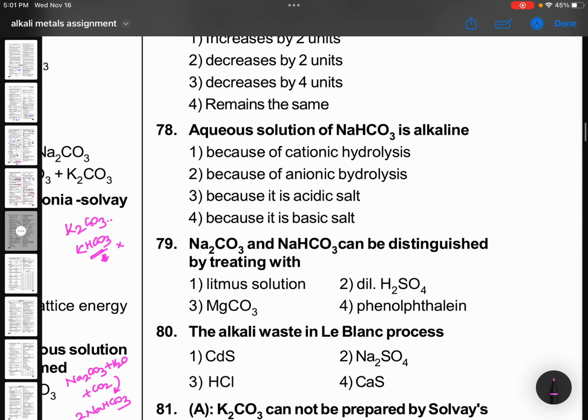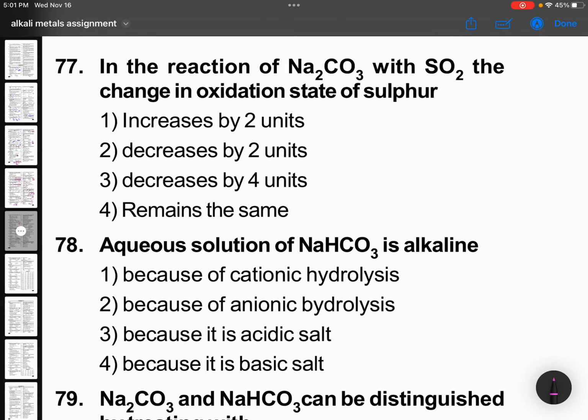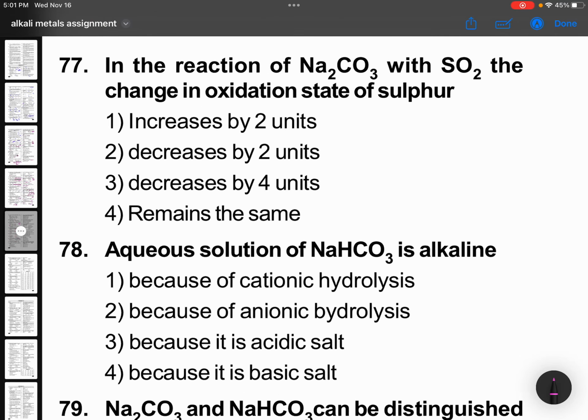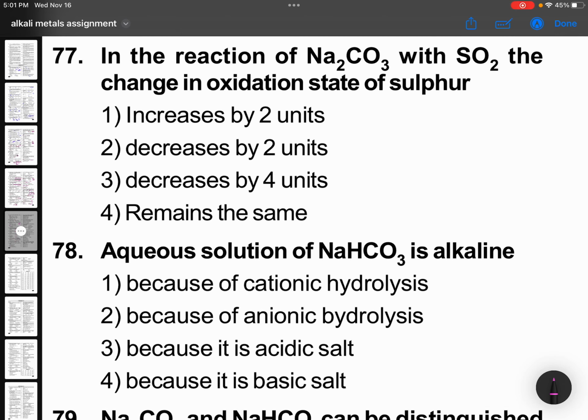Coming to 77. In the reaction of Na2CO3 with SO2, the change in oxidation state of sulfur. Actually, there should not be any kind of change in the oxidation state. Na2CO3 will become Na2SO3 plus CO2. No change in oxidation state, it is plus 4 in both the cases.